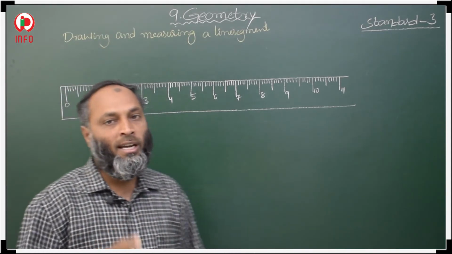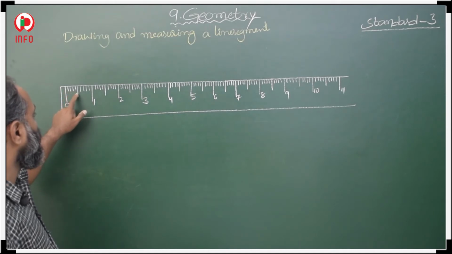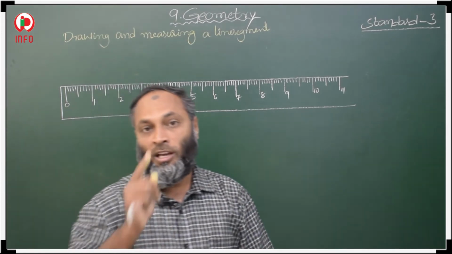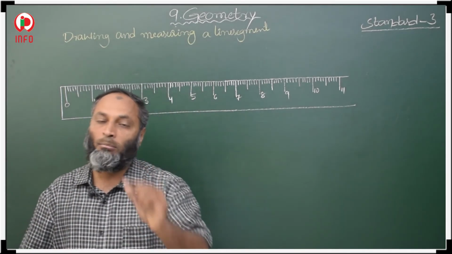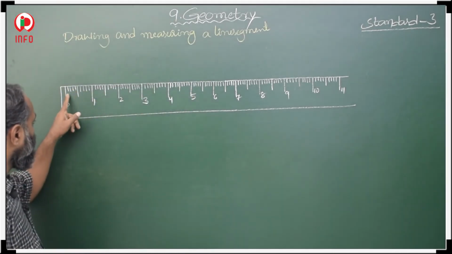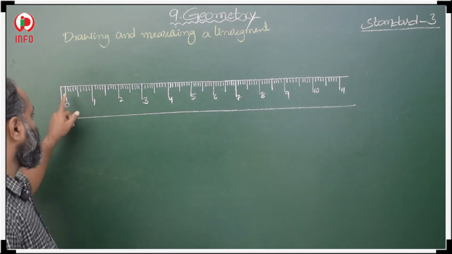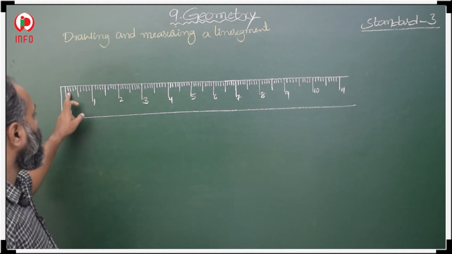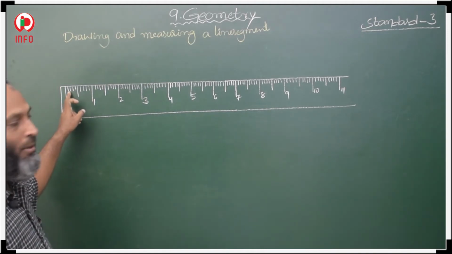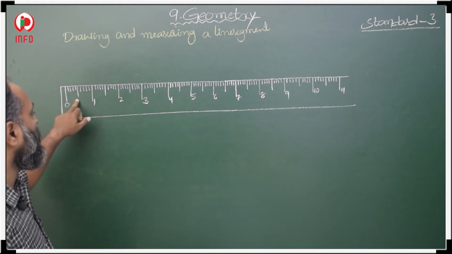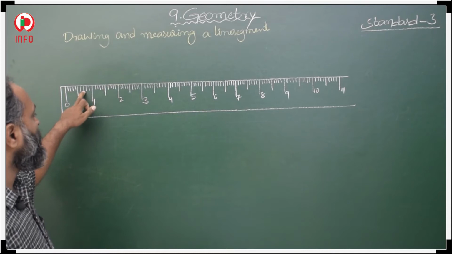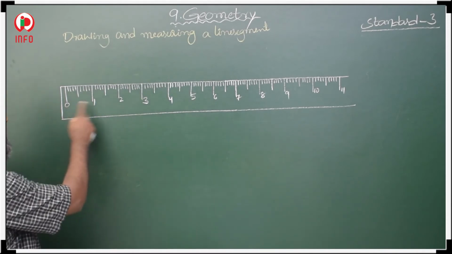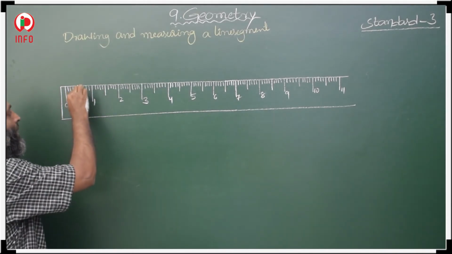How many lines were there? 10 lines. 1, 2, 3, 4, 5, 6, 7, 8, 9, 10. It means 1 centimeter is equal to 10 millimeters. Each small line is equal to 1 millimeter. After 0, this is 0.1, 0.2, 0.3, 0.4, 0.5, 0.6, 0.7, 0.8, 0.9, and after that 1 centimeter.